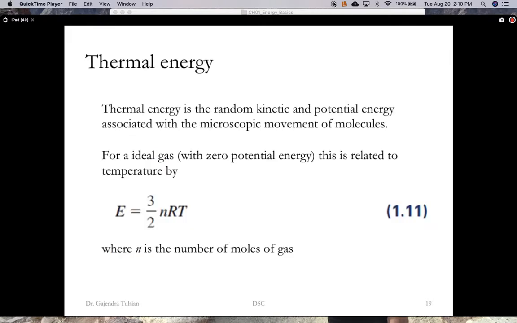Okay, thermal energy. Thermal energy is heat, the random kinetic and potential energy associated with microscopic movements of molecules.